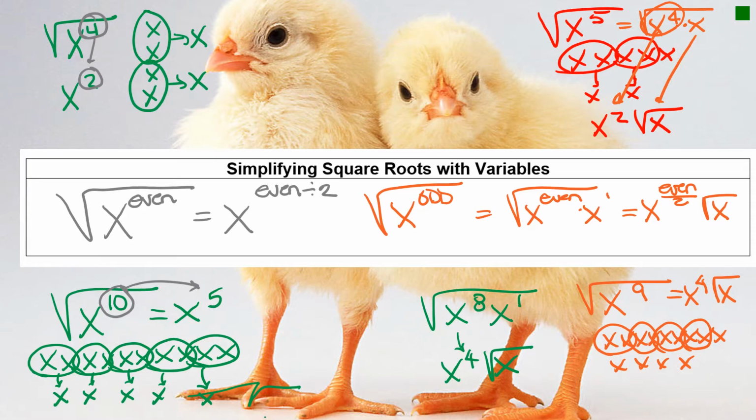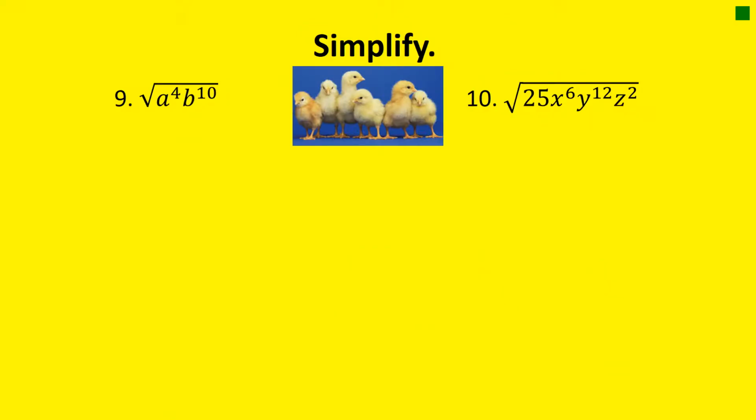All right? Here we go. So I'm going to kind of in my head look at this. 4 is even, 10 is even. That makes me happy. What I'm doing is I'm taking 4 divided by 2 and 10 divided by 2. So that gives me a squared b to the 5th. Bada bing, bada boom. Nothing was odd.